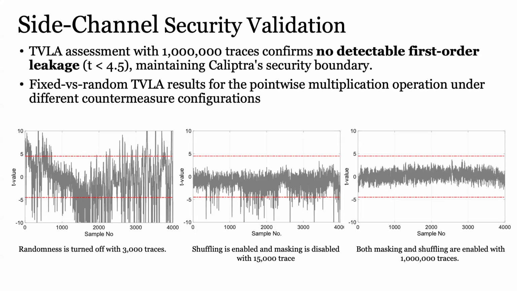We were able to see that it is still leaking, but compared with the first plot, it is still kind of less leaking. We applied masking and shuffling all together. As you see, the TVLA was below the threshold. That shows that it is not something that you can attack using side channel attacks. So these are my references, and thank you for listening. That was all.